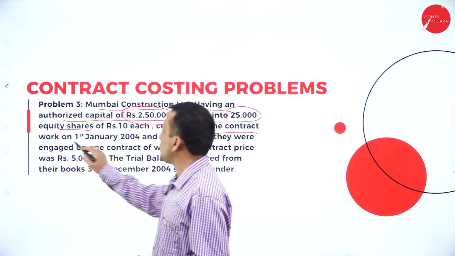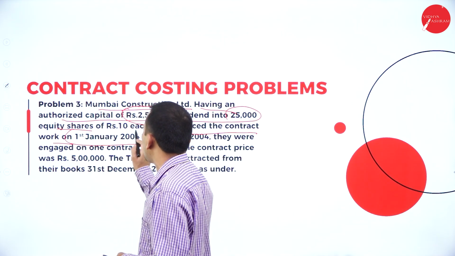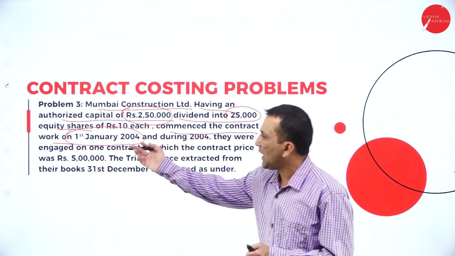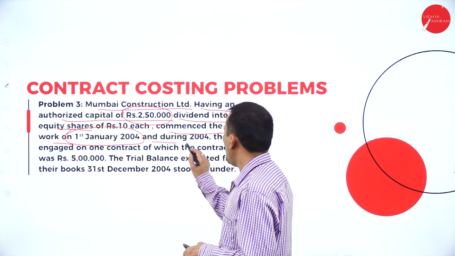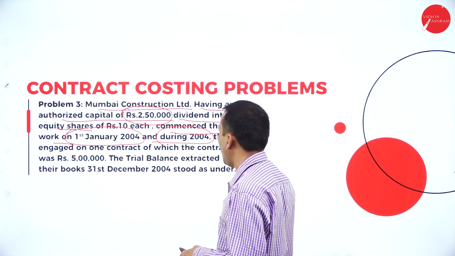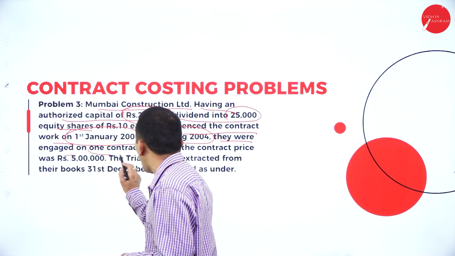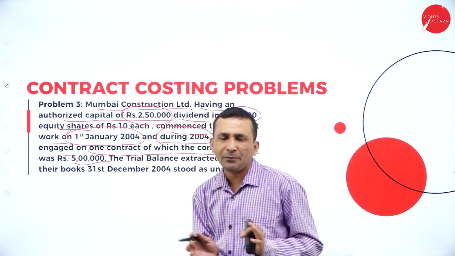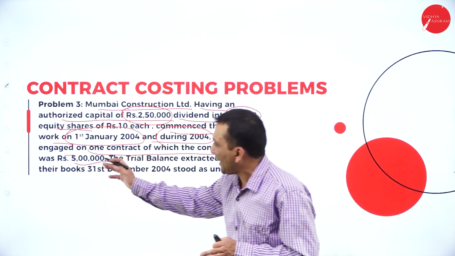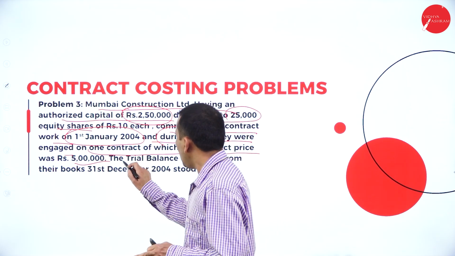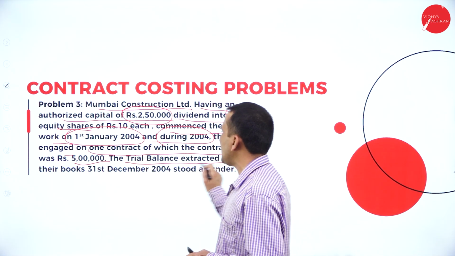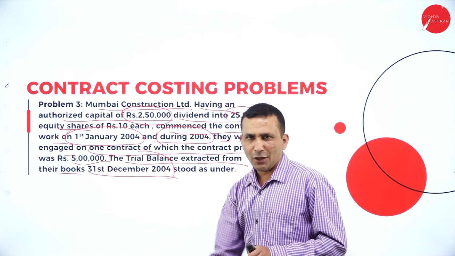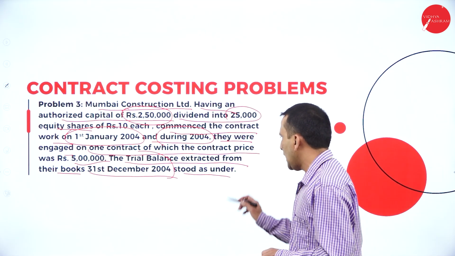The company commenced the contract work on 1st January 2004. The construction contract commenced on 1st Jan 2004, and during 2004 they were engaged on one contract on which the contract price is 5 lakhs. Now, contract price is very important. The contract price is 5 lakhs. The trial balance extracted from their books on 31st December 2004, at the end of the year, is as under.